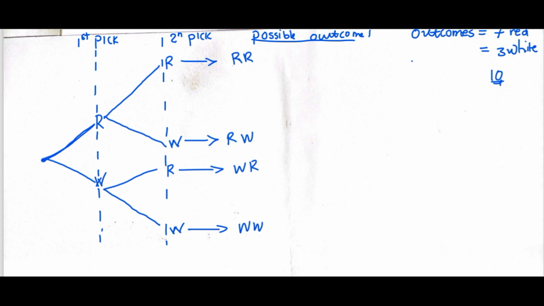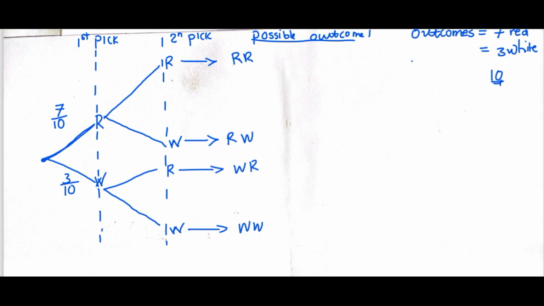Now, after we are done with this, let's go back to the numbers. For the first pick, you do not have to make any change to the original numbers. The total is always 10. So there were 7 red balls over 10. Then white is 3 divided by 10. So for the first pick, you just have to consider the original number with the actual total.